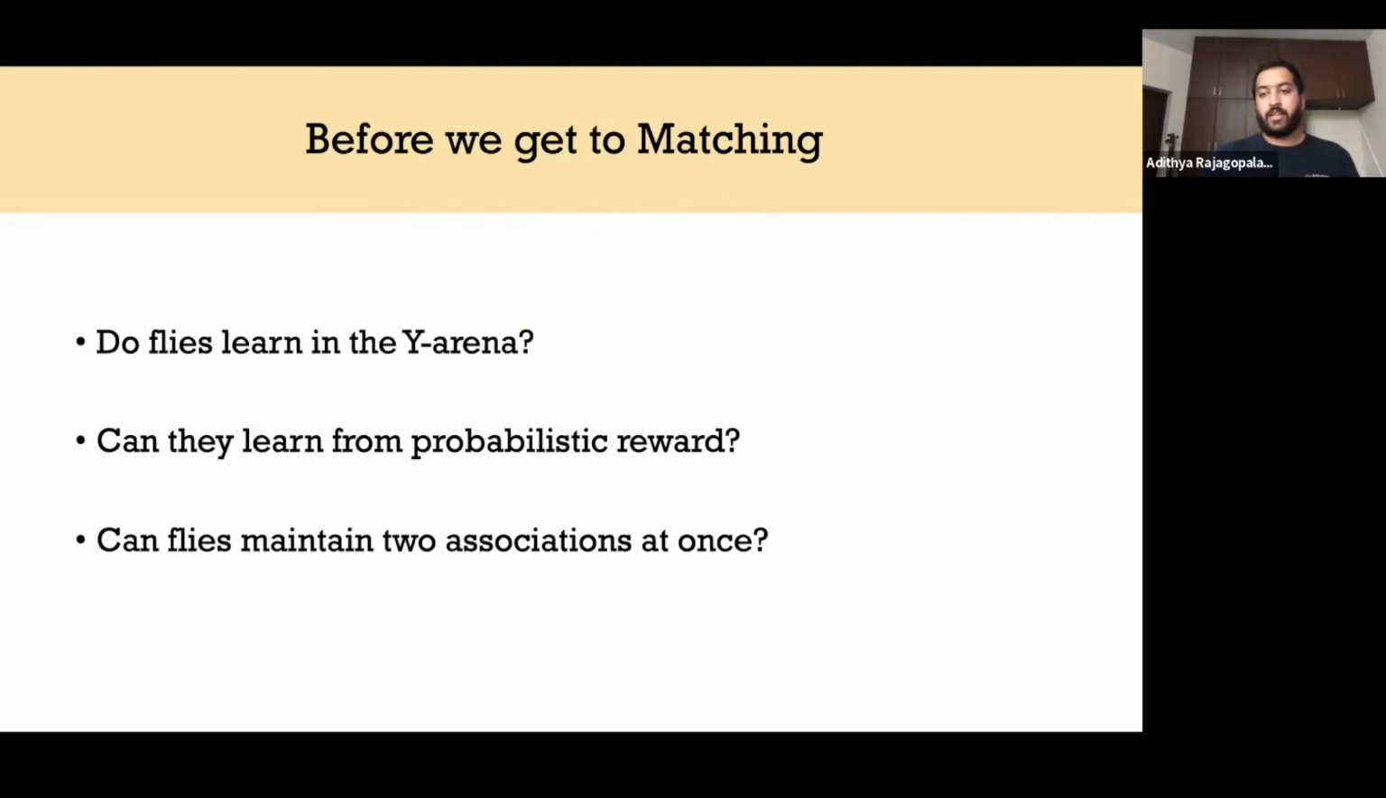But before we could get to replicating the matching task that I described with the monkeys and the mice, there were some basic questions that we needed to answer with the fly. First, whether this new arena was sufficiently good to induce learning, or the fact that the flies could associate stimulus and reward in the Y arena, whether they could learn from probabilistic rewards that there were relationships between the stimulus and the reward, and whether they could maintain two associations at once.